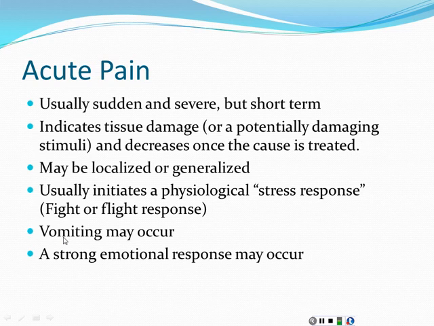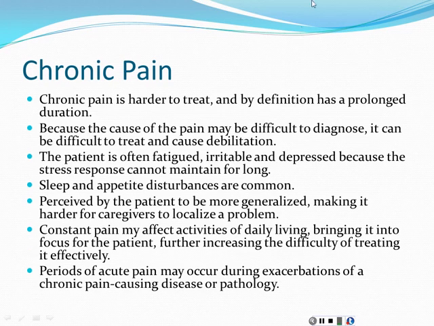For some people, vomiting occurs in association with pain. Again, that's probably due to the sympathetic nervous system, the stress response. And then acute pain has a strong emotional response. It can elicit fear, concern, anxiety, all of those. All right. So acute pain is much easier to deal with because usually it's localized and you can very quickly identify what the cause of the pain is.